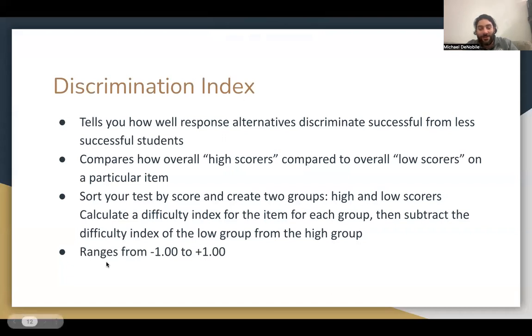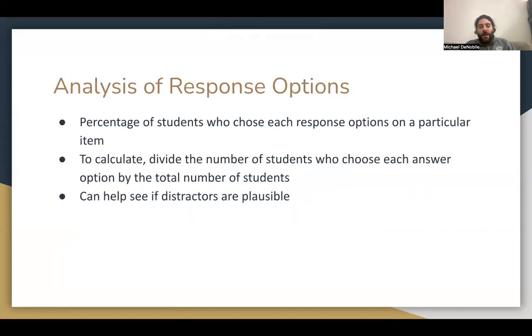All right, and the discrimination index ranges from -1 to +1. The analysis of response options is the percentage of students who chose each response option on a particular item. To calculate, divide the number of students who chose each answer option by the total number of students.